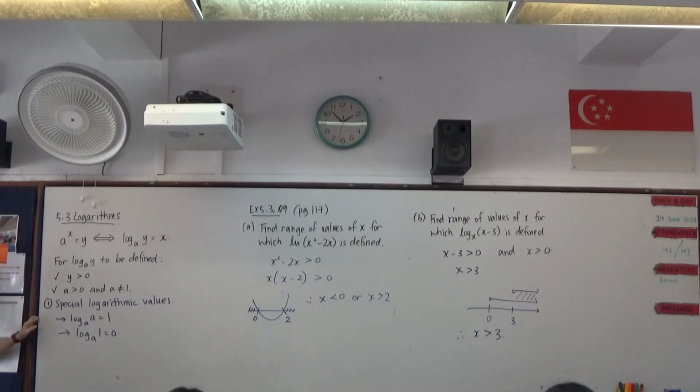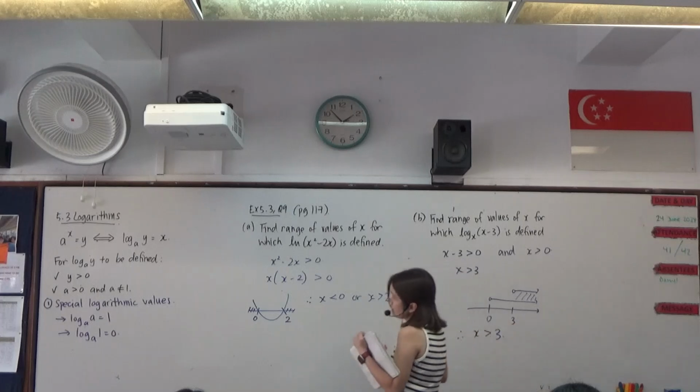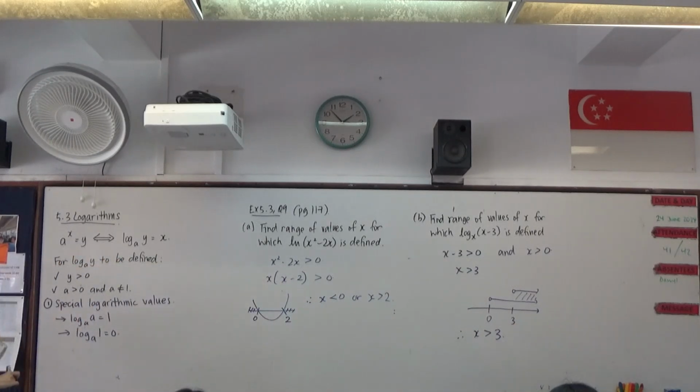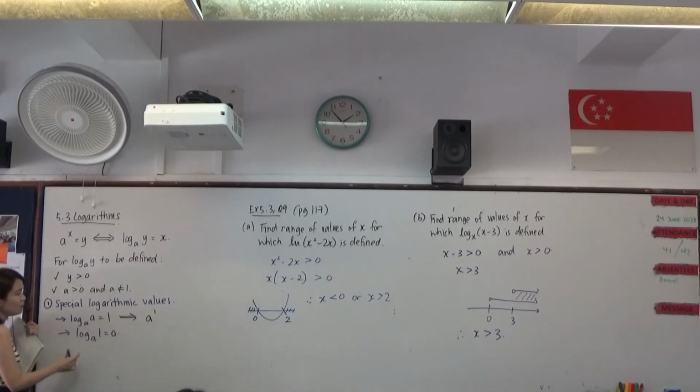Values. We need to be aware that log a base a is equal to 1, and log 1 base a is equal to 0. Okay, why is that so? It is intuitive if you know how to change it into its index form. Log a base a equals 1. If I change it into index form, it means a to the power of 1. This a over here refers to the base. a to the power 1 is equal to a. That's true, right? It's correct. So it's about changing from index form to logarithmic form. That's why we can say that log a base a is equal to 1.